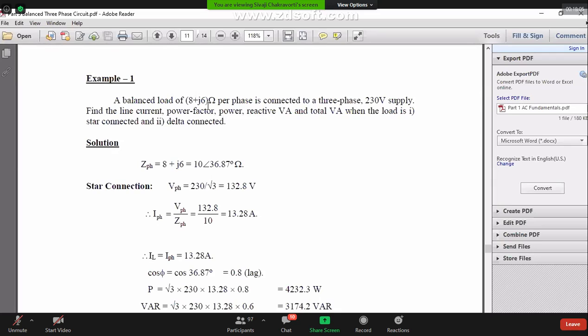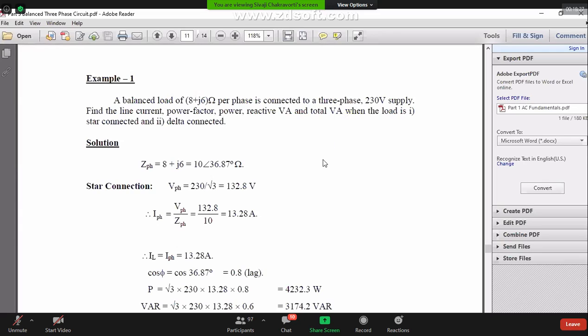So you must be very clear in your concept that this balanced concept is not based on the magnitude, but it is based on the entire complex representation of the impedance. So please remember this.